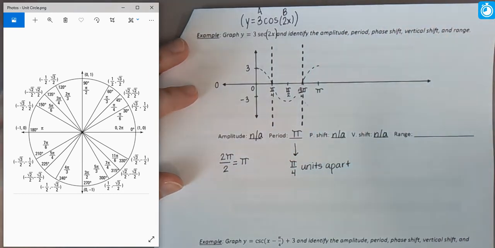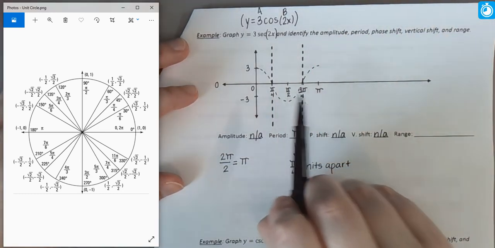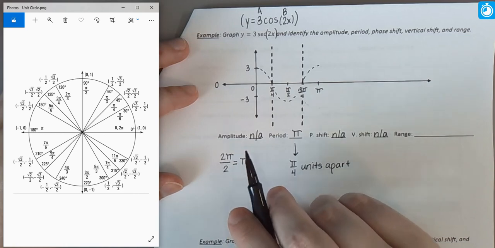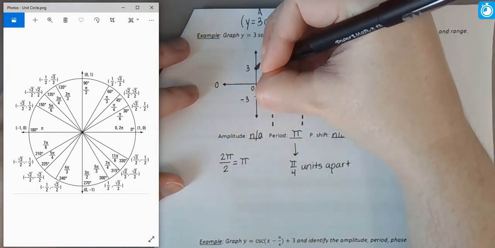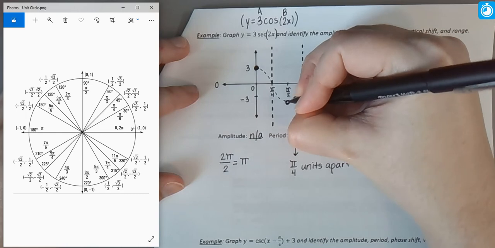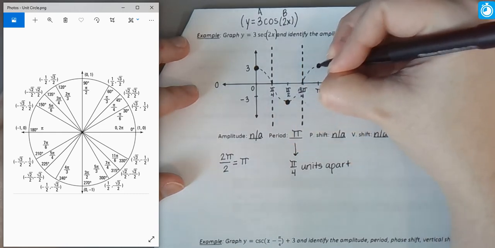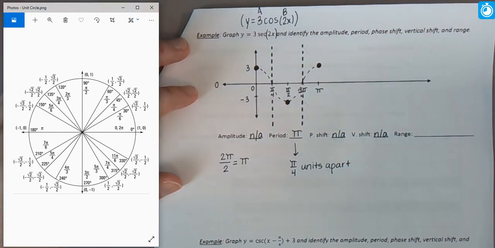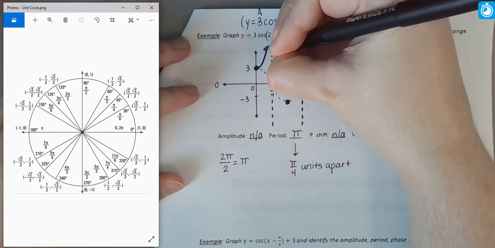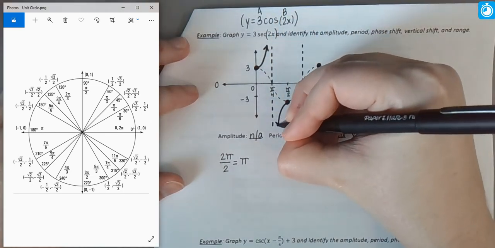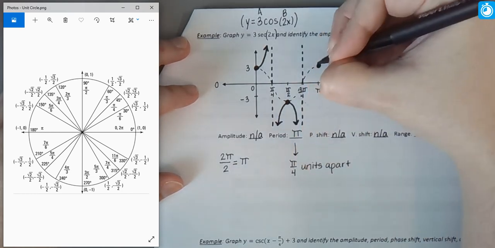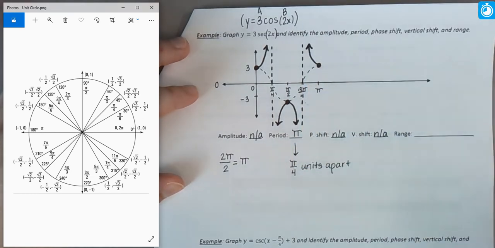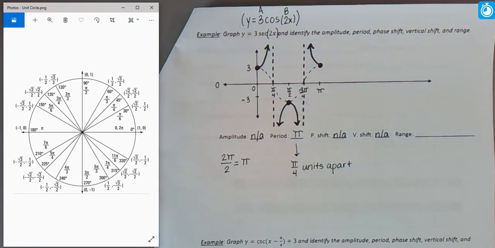So in this case, our two secants for our standard period are going to fall between pi over 4 and 3 pi over 4. And then wherever our cosine hits a maximum or a minimum, we have a shared point with our secant graph. And then we can just fill in the branches from there. And that is going to be our secant graph. Now we have one additional question. What is the range? Specifically the range for our secant graph.